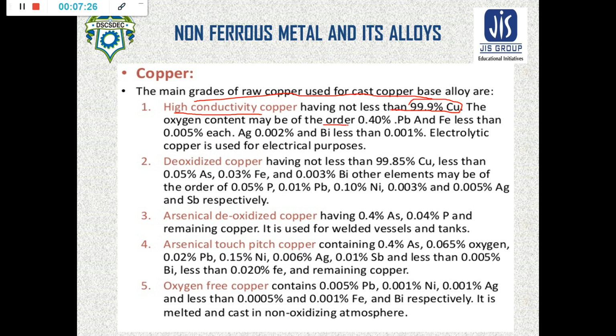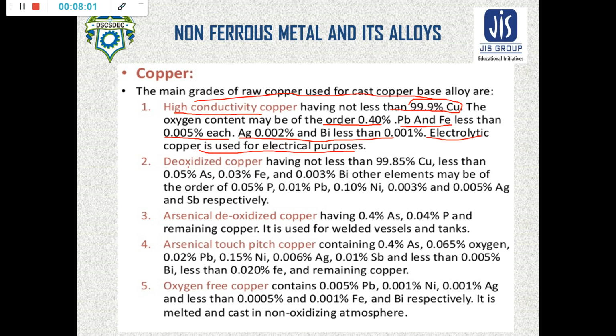Oxygen content is there very less. There is some amount of lead and iron, but both are less than 0.005%, and there is some amount of silver, bismuth, those are less than 0.001%. Electrolytic copper is mainly used for electrical purposes. So high conductivity copper is used for electrical purposes.